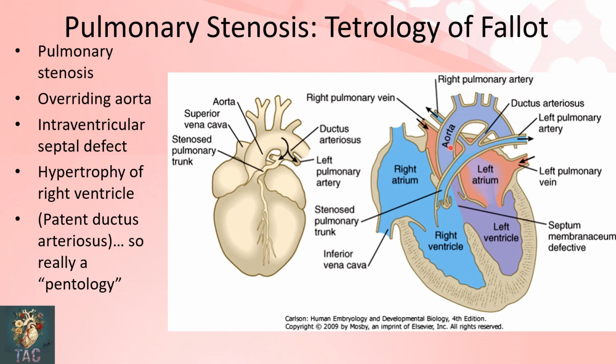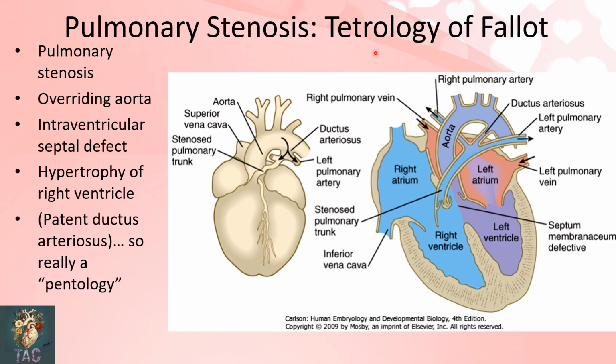Also, the aorta will override and it will take blood from both the ventricles, and another anomaly is the patent ductus arteriosus. So the different anomalies you must remember: pulmonary stenosis, number 1; overriding of the aorta, number 2; the interventricular septal defect in its membranous part, number 3; right ventricular hypertrophy, number 4; and also number 5, which is a patent ductus arteriosus.